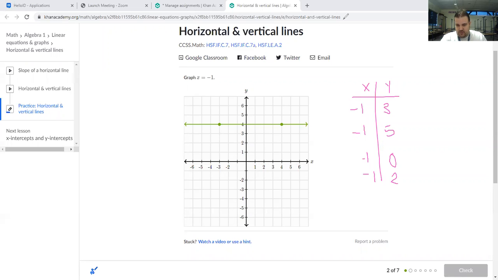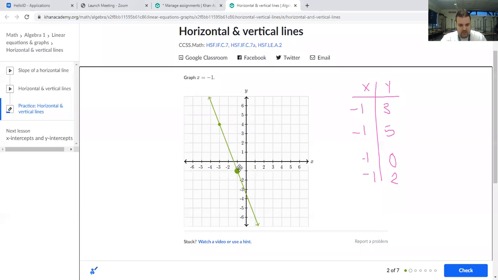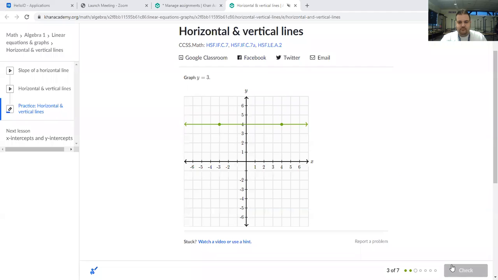Just look at your points over here in your table and plot 2 of them, -1, 3, and -1, 5. Boom, it's a vertical line. All of these values on the vertical line have x equals -1 on that line. Let's do a couple more and then we'll call it good.